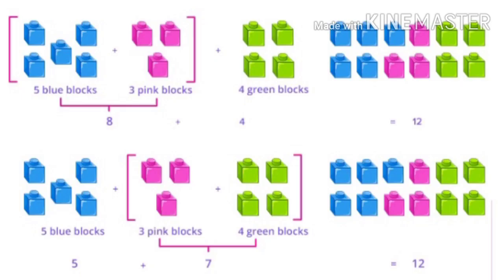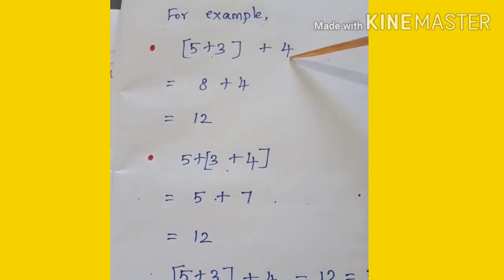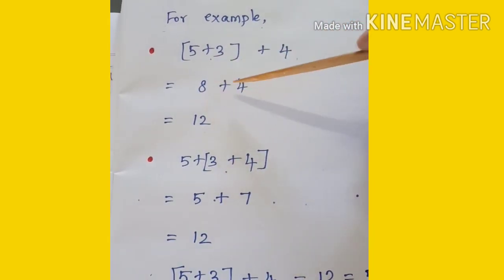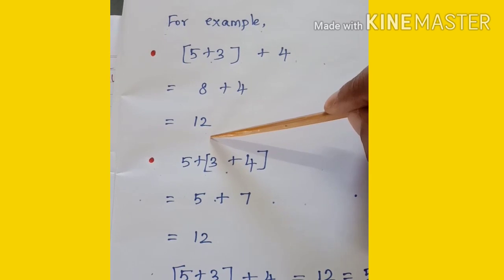Associative property means when addition happens with more than two integers, say 3 integers, the sum of grouping of the first two integers with the third integer is the same as the sum of the first integer with the grouping of the second and third integers. For example, 5 plus 3 plus 4 is given. (5 plus 3) plus 4: 5 plus 3 is 8, plus 4, that is 8 plus 4 is 12.